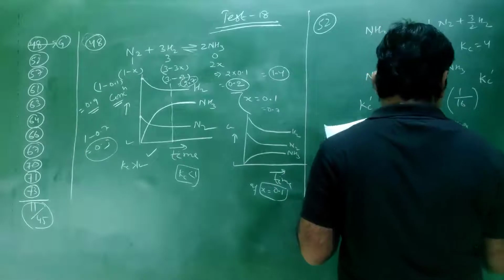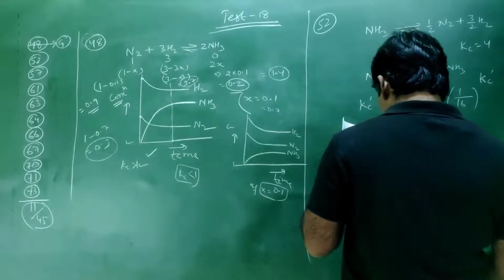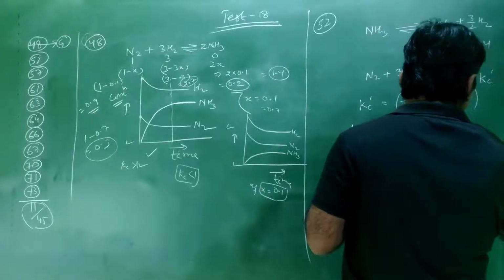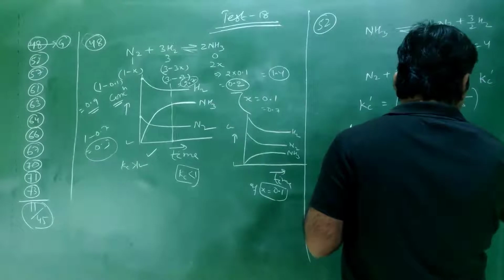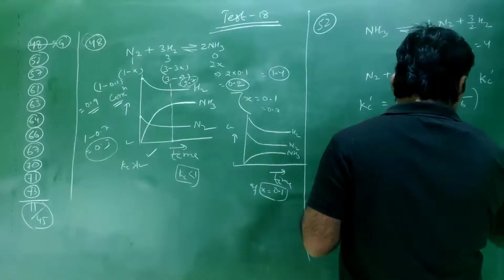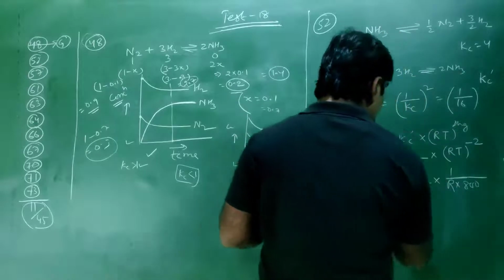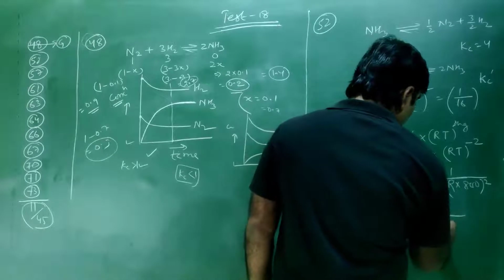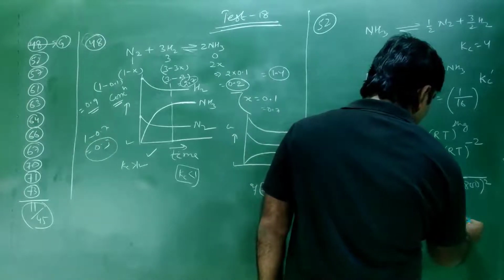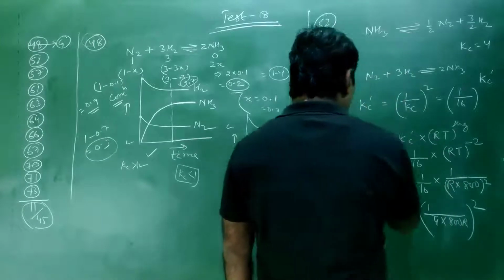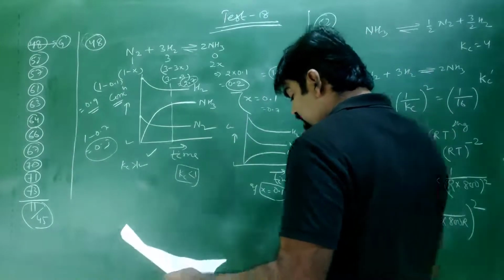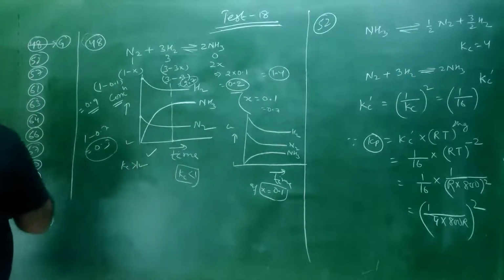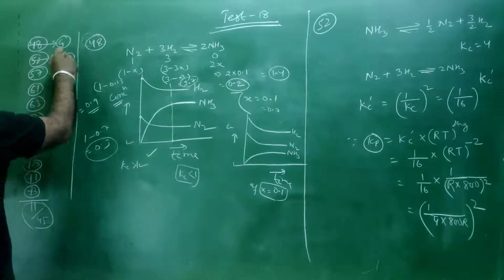T is how much? T is 527 plus 273, that is 800. So this is equal to 1 by 16 into 1 by (800R) whole square, so this will be 1 by 4 times 800R whole square will be the value of Kp. So see where is the answer? The answer given is 52, which is C. So C is the correct answer.